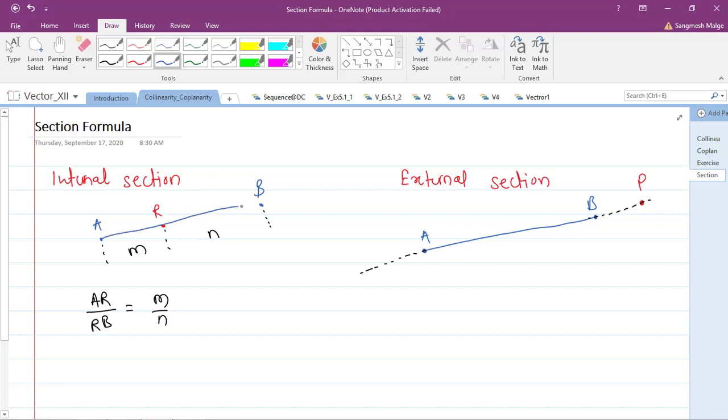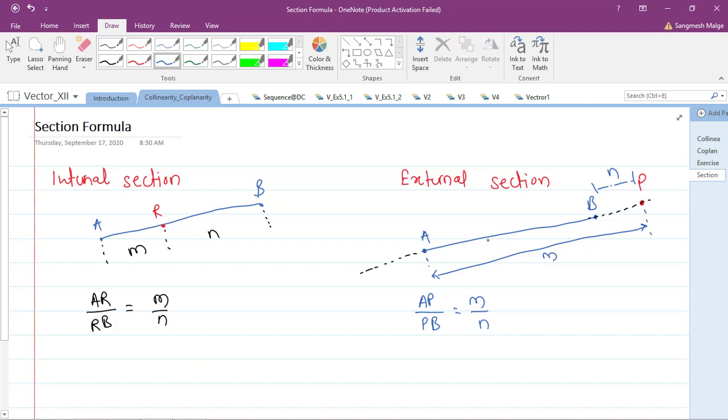We'll not go into detail because after a few minutes we will be dealing with that part only. So coming back to this external section, how will you write the ratio here? AP bar, this whole length we are talking about. Suppose this is M, so AP divided by PB, suppose this is N, is again M by N. Yes, this is what the external section is.